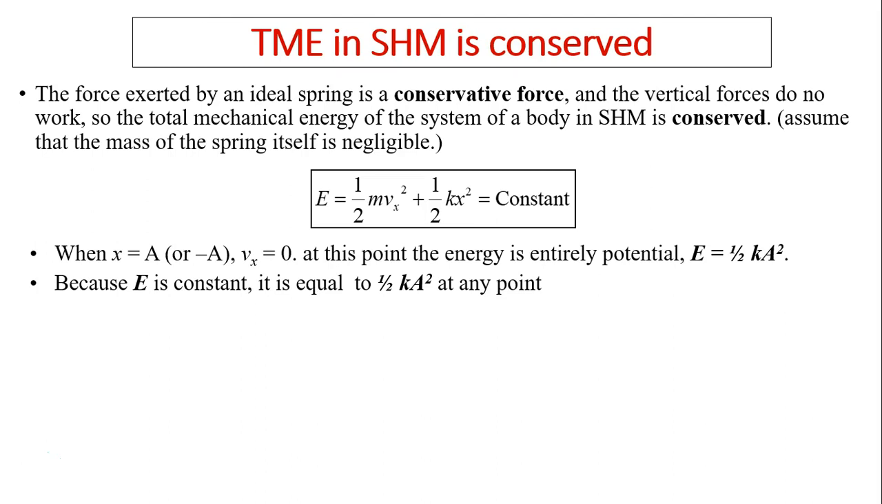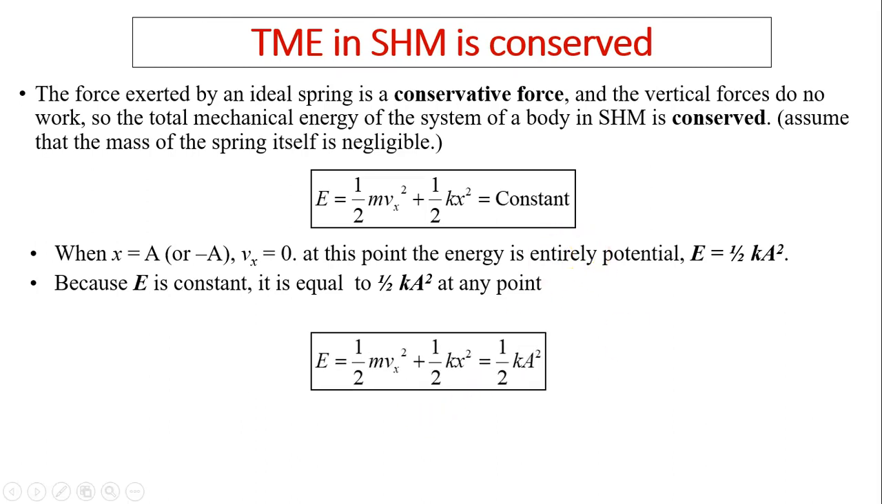That should be constant. We also know when x equals A, at its maximum displacement, velocity equals 0. So at this point, we know the energy is entirely potential. The energy at that point is 1/2 kA squared. Since E is constant, it equals 1/2 kA squared. That is the total energy. So we can rewrite this equation as: at any position, kinetic energy plus potential energy equals 1/2 kA squared.